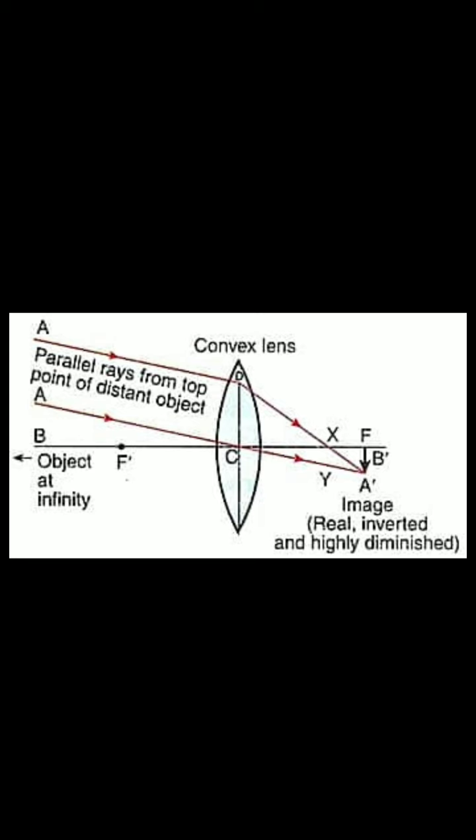So now if the object is at infinity, where is the image formed? Image is formed at focus. Focus means at f, not f dash. So be careful about this notation, what you use, f dash and f. Both are the focus, but with different meaning. F dash is on the left hand side, f on the right hand side. So when the object is at infinity, the image is formed at focus.